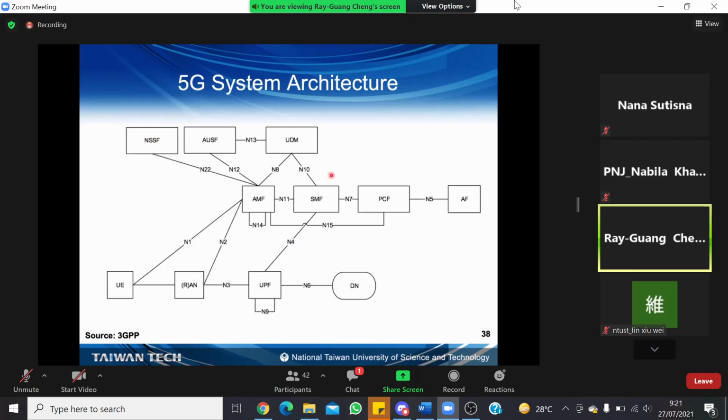So this is 5G architecture. It's also complicated. They have many interfaces. One interface is defined for each two components to exchange the information. So this part is still complicated in 5G.